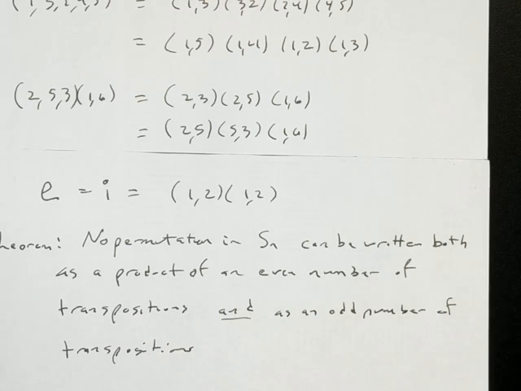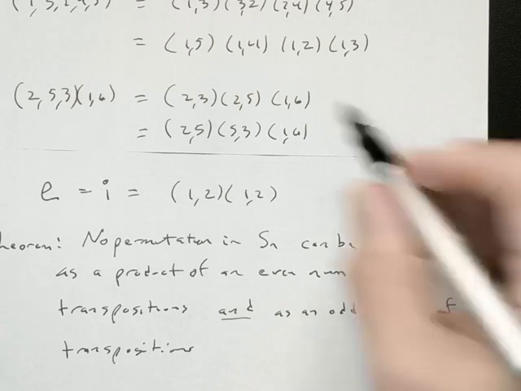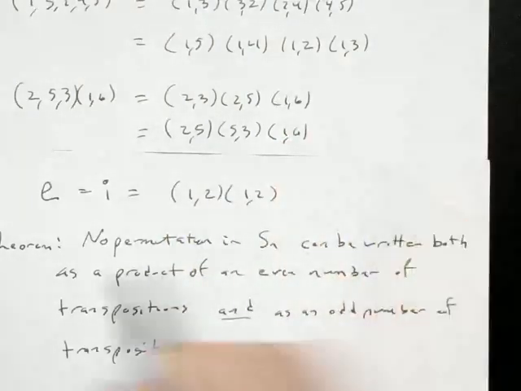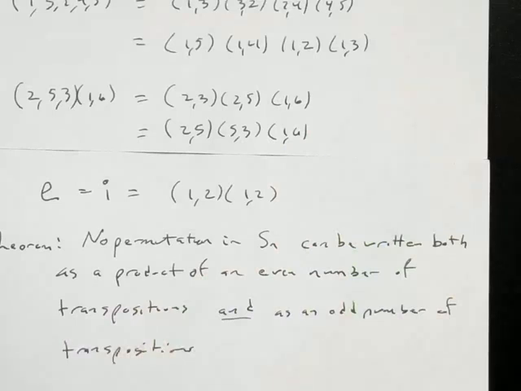The top one had 4 transpositions in it. The bottom one has 2. The middle one has 3. But those are not unique, because if I took this permutation, I could multiply by the identity if I wanted to, right? And it wouldn't change anything. Then we have 5 transpositions instead of 3. No matter what I do, I'm not going to change the number from even to odd or from odd to even.